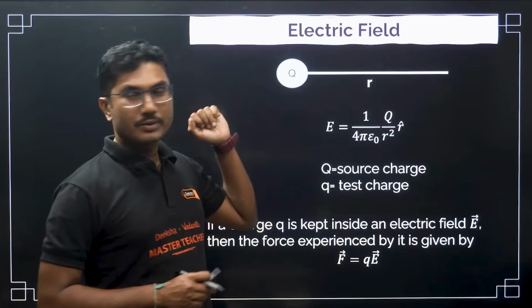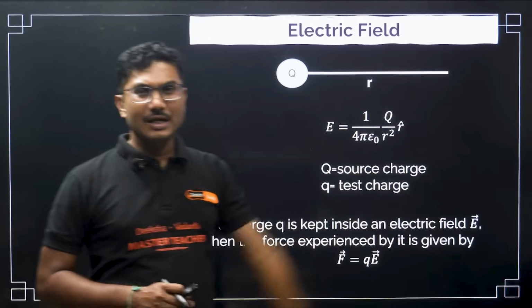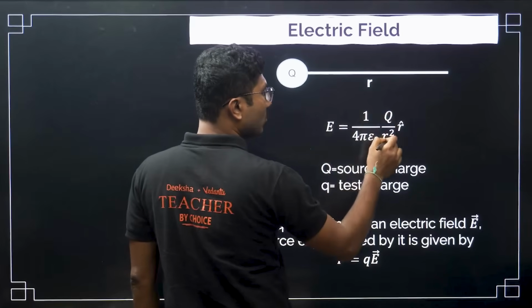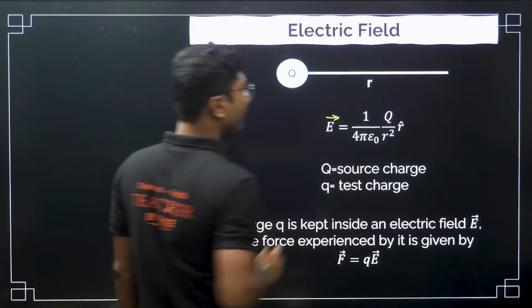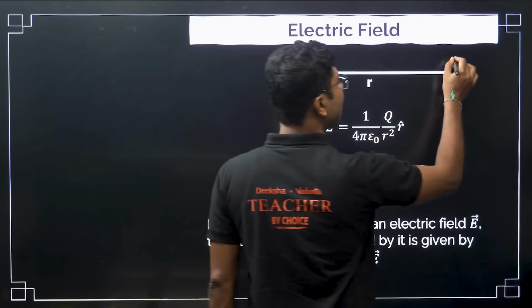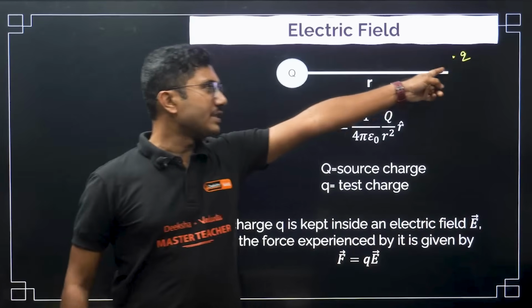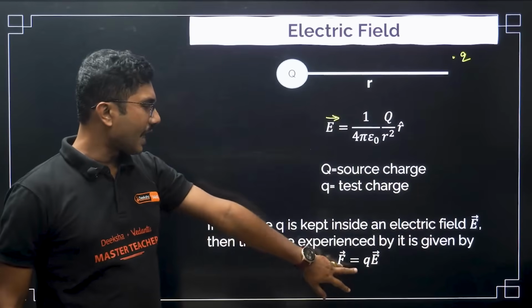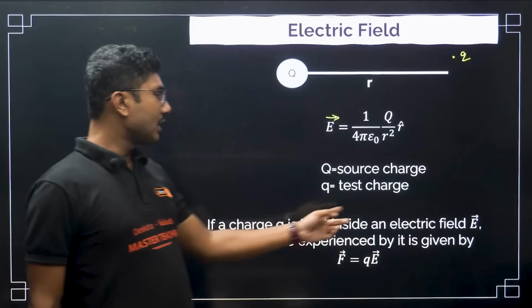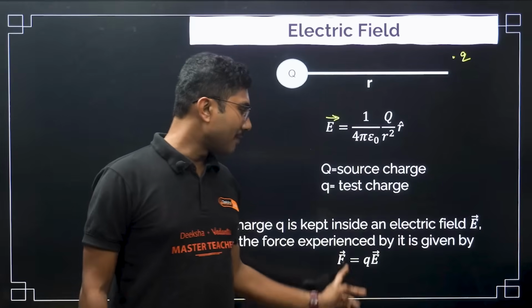Okay, so here we have one small charge, capital Q, and we are trying to measure the electric field at a distance small r. The electric field is given by 1 by 4 pi epsilon naught Q by r square r cap. Electric field is a vector quantity. If you keep a test charge over here, it will experience a force, and that force is given by q into E. If a charge small q is kept inside the electric field E, then the force experienced by it is given by q into E.